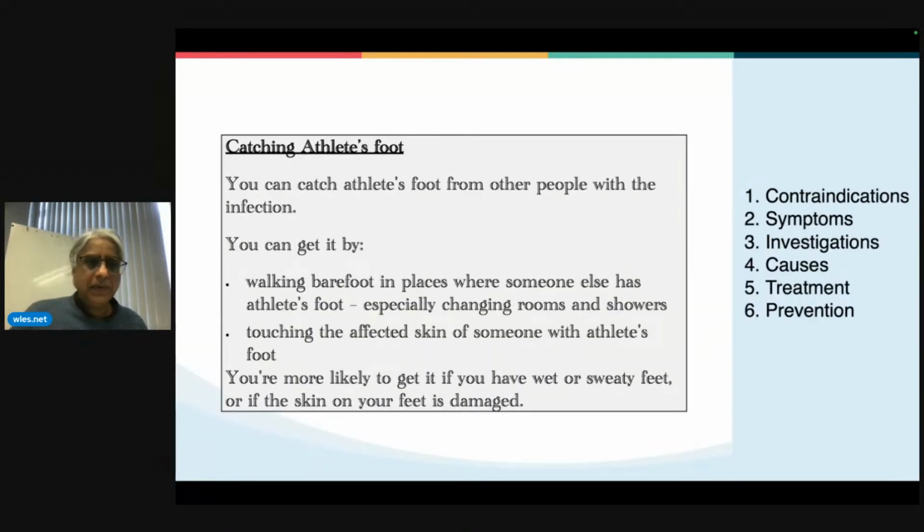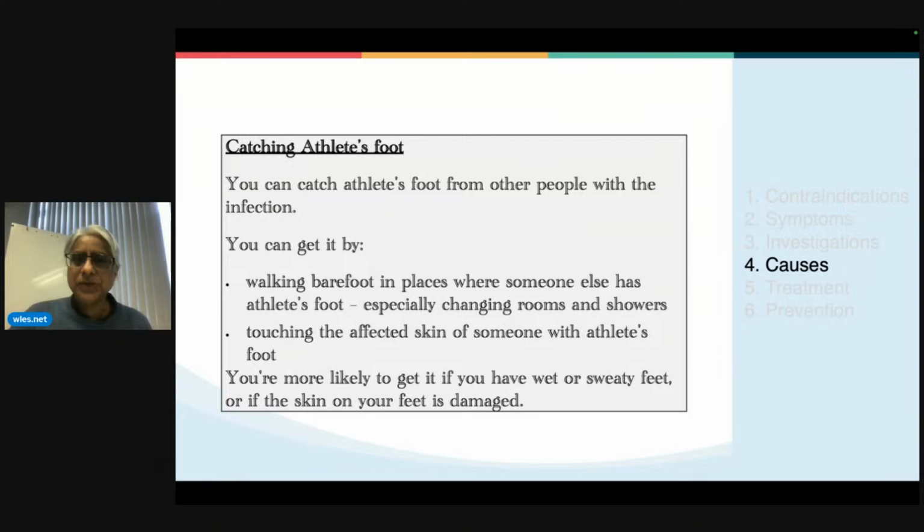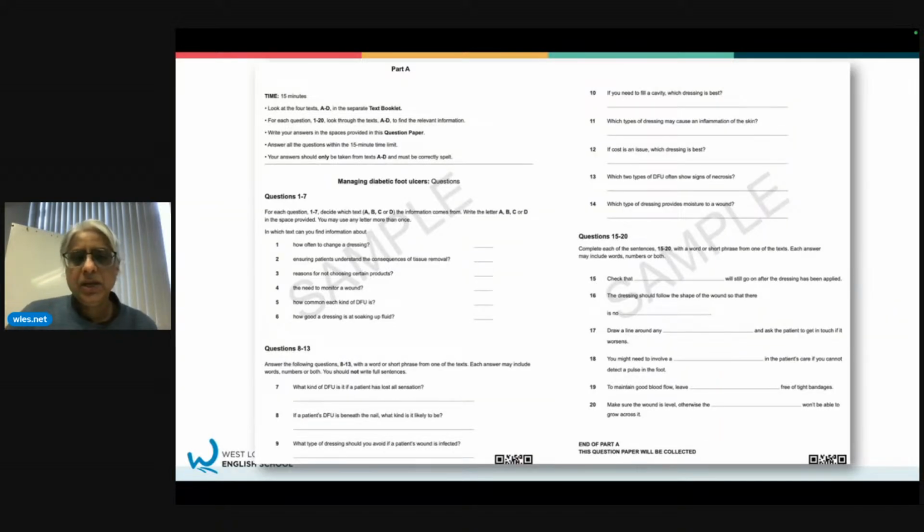Okay, and again, it was really there in the heading, wasn't it? Catching athlete's foot. So it was really all about the causes, what causes athlete's foot. So the headings, you see the subheadings are really important. Looking at things like bullet points or highlighted words as well can help you get a quick overview of the text. And this is important for reading part A.